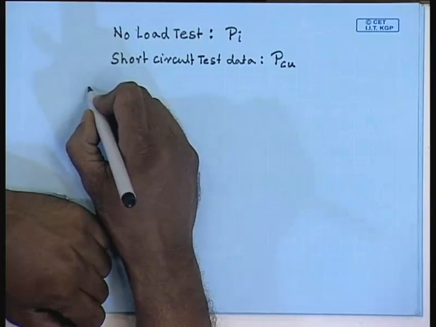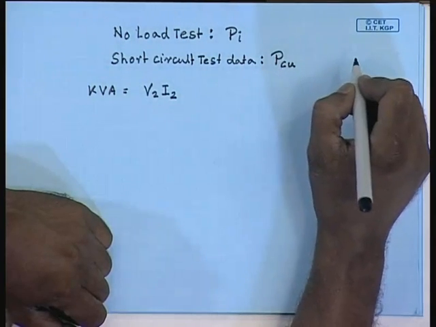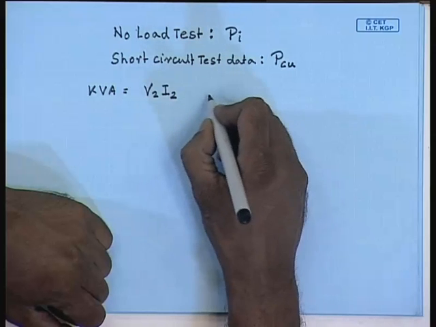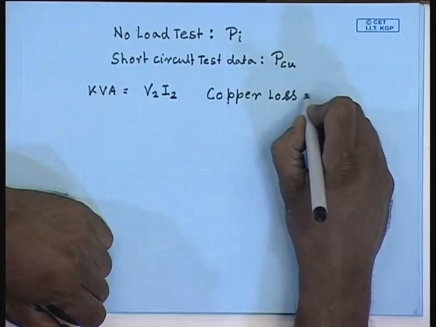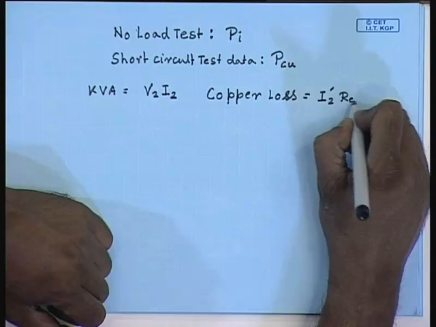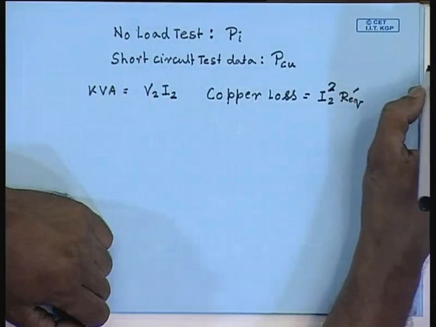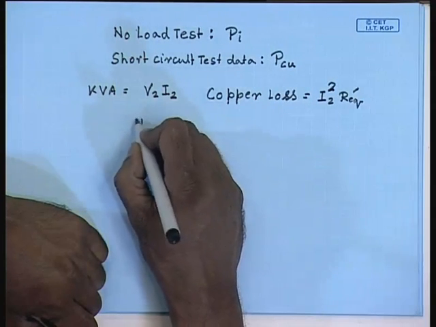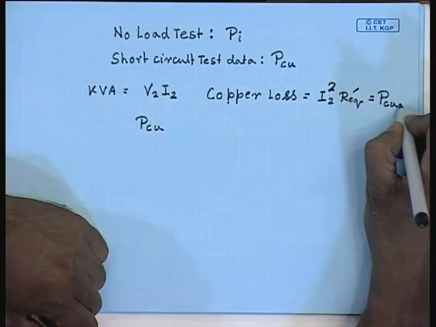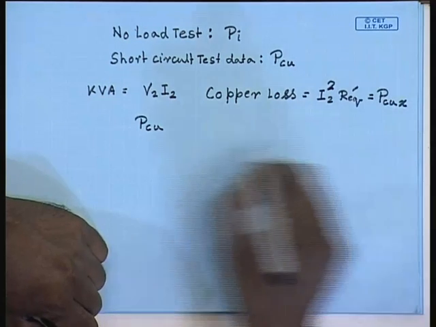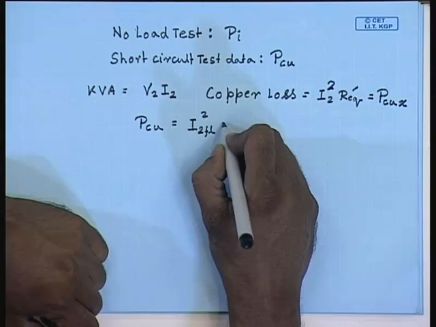The kVA load on a transformer is equal to V2 I2 at any load current I2. The corresponding copper loss is equal to I2 square Req dash. The full load copper loss as obtained from the short circuit test, PCU, let us say this is at x fraction of load, PCU at full load is equal to I2 full load square Req dash.